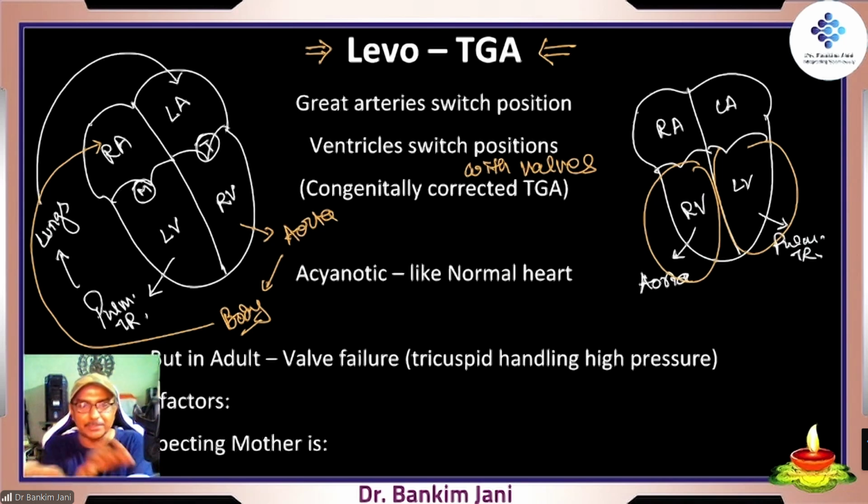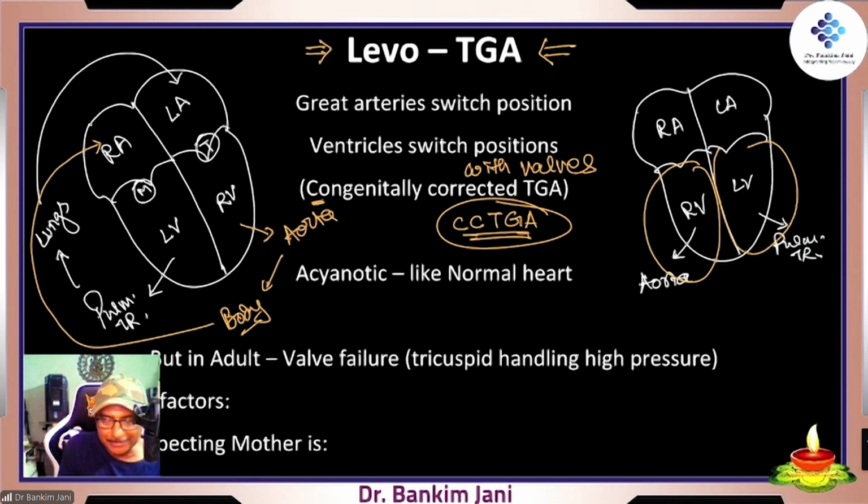He switched the positions, right? He switched the positions. So ventricles, they switch position with valves. Great arteries, they switch position. So that's why this is very lovingly, very cutely called as CCTGA, congenitally corrected transposition of great arteries. How amazing, right? And this is like acyanotic, like normal heart, right? Bindas.